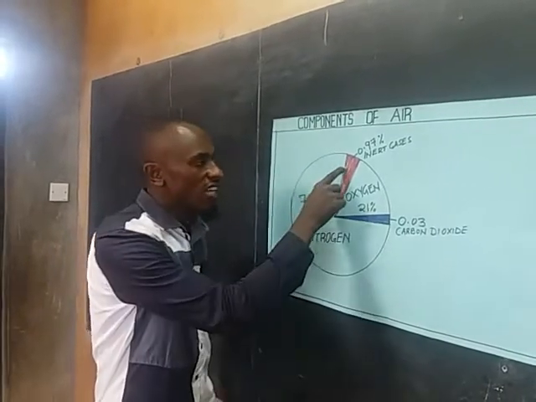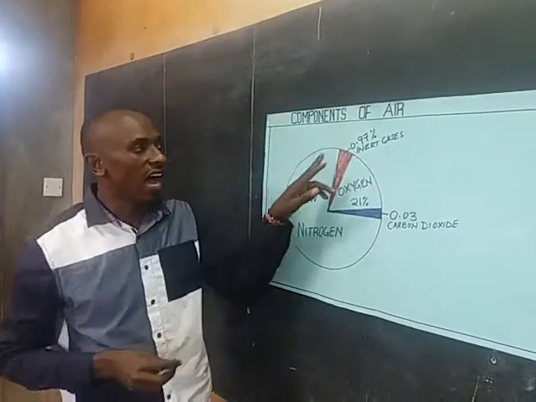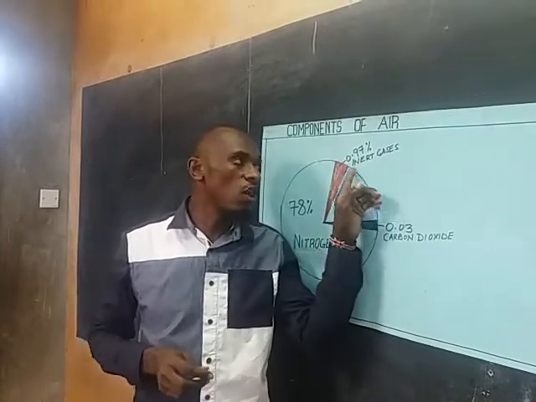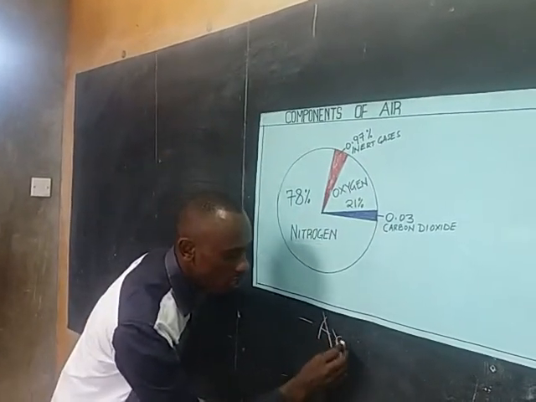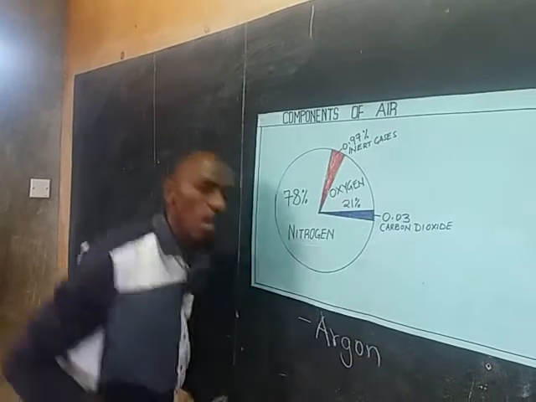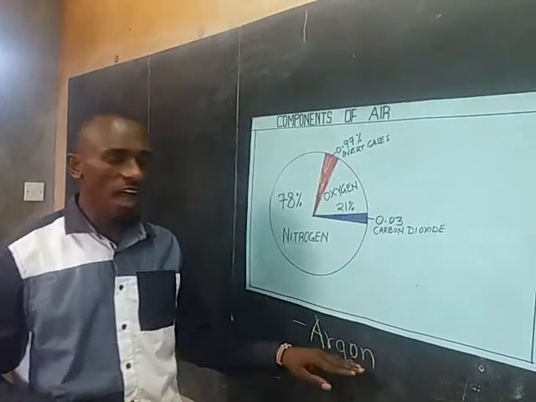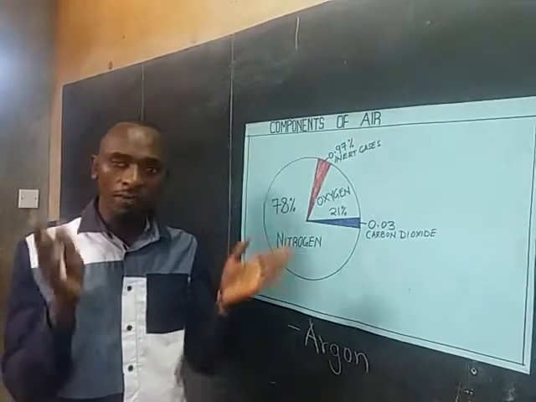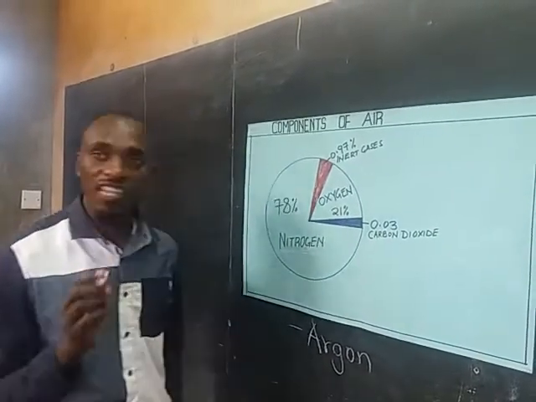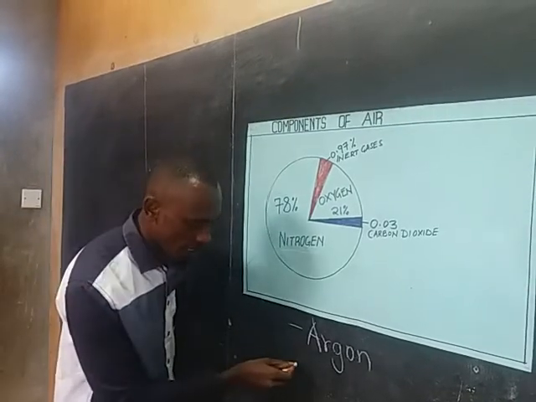Now, from there we have the inert gases. So, which gases are these that we are calling the inert gases or the rare gases? We have examples, and a good example is argon. So, which are the uses of argon? Argon is used in the manufacture of bulbs, the ones that you use to light your place at home.